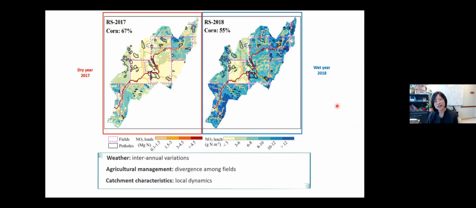Another model result I want to show here is the spatial maps. Our field scientists have seen the nitrogen loading differences between the wet and dry years at the catchment outlets. But what has happened within the catchments, and which field is the dominant contributor in one given year, remains unknown from the water quality monitoring data. So what we have here is somehow like we open this black box.